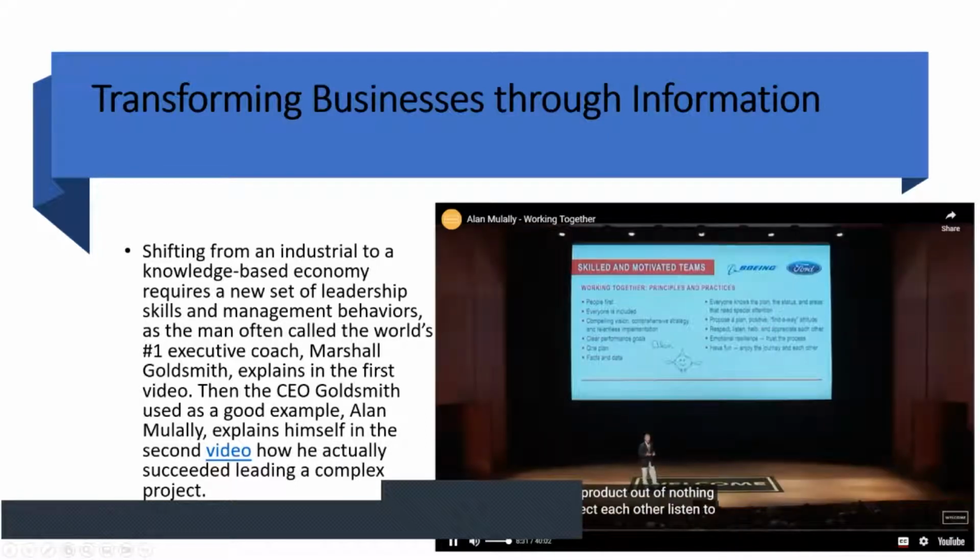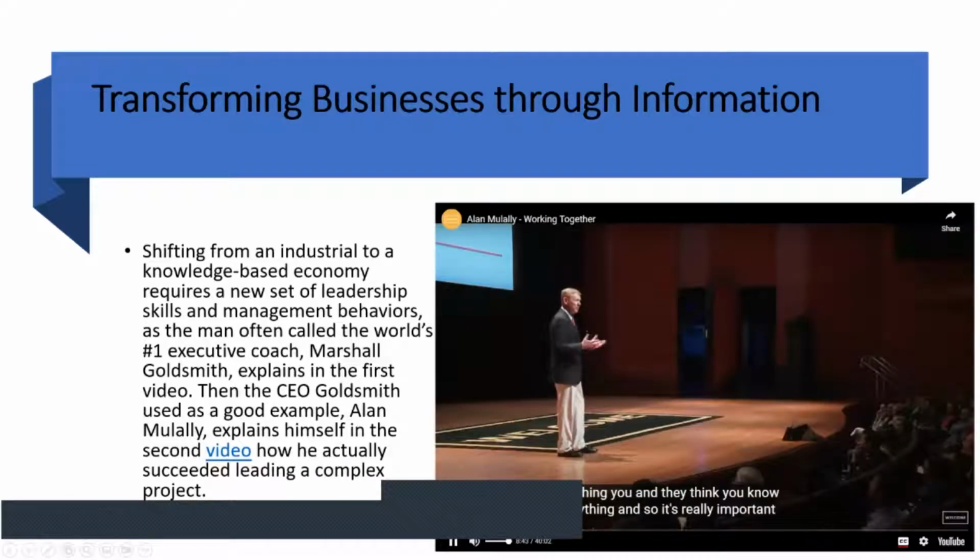Respect each other, listen to each other, appreciate each other. Emotional resilience is a big deal, because if you're the leader and you act like it's over, everybody's watching you and they think you know everything. And so it's really important that you trust the process, but you also trust each other, and the fact that you're going to work together to turn the reds, the yellows, the greens.